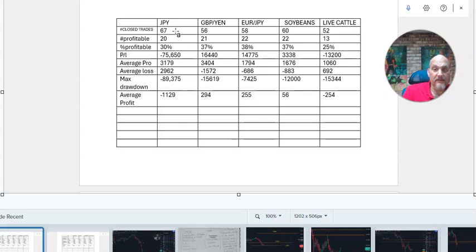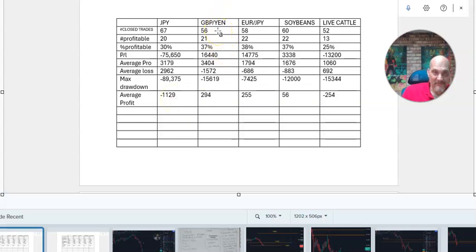Constantly back and forth. 67 trades, profitable trades 20, percent profitable 30%. P&L, negative 75,650. Average profitable trade, 3,179. Average loss, 2,962. Maximum drawdown, 89,375. Average profit, negative 1,129.